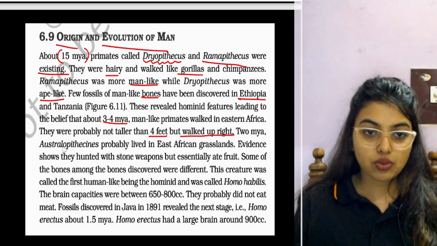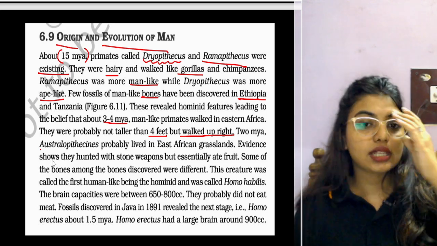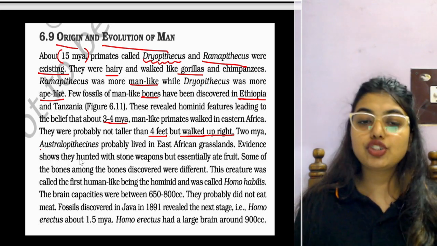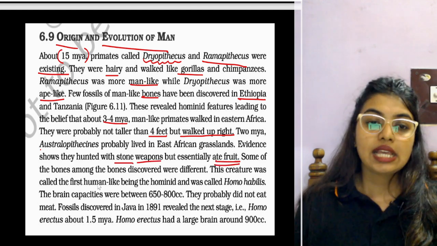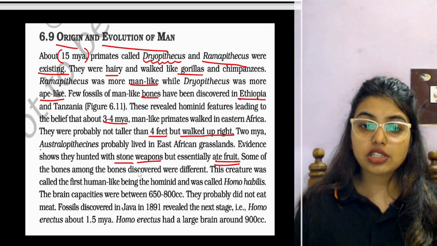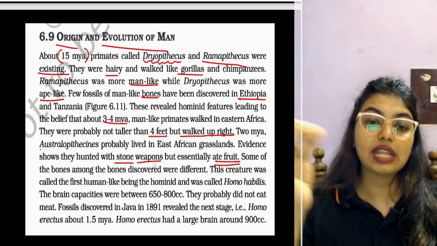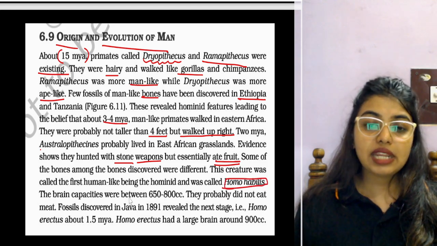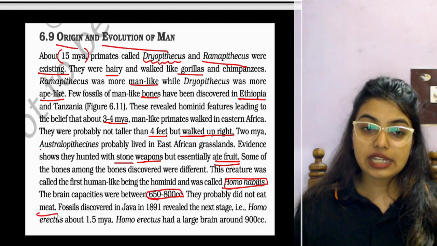Two million years old, Australopithecus probably lived in Eastern African grasslands. Evidence shows that they hunted with stone weapons but essentially ate fruits. Some of the bones discovered were different. This creature was also called the first human-like being, hominid, and was called Homo habilis. The brain capacity was 650 to 800 cc. They probably did not eat meat.